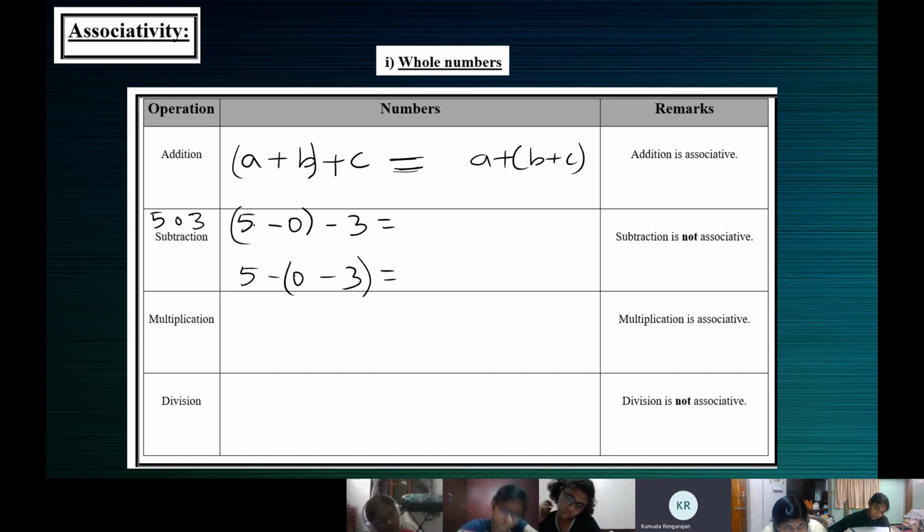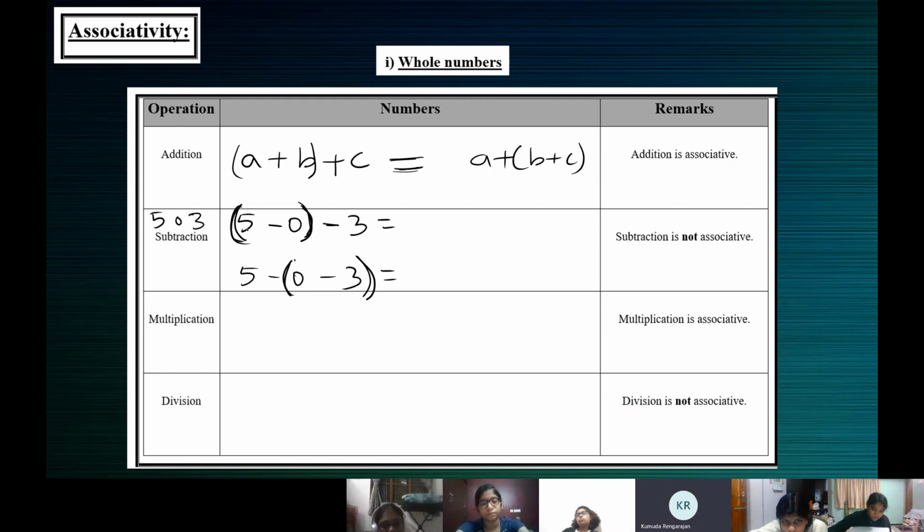What's the answer in the first case? We need to first simplify the bracket. See, what is the difference? We have taken three whole numbers, 5, 0, and 3. First, we subtract 5 and 0, and then minus 3. Here, I've used the bracket for the first two numbers. Here, I've used the bracket for the last two numbers. When we find the difference, do we get the same answer in both cases? No, ma'am, we will not get the same answer.